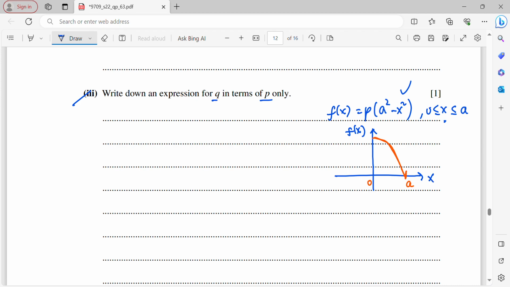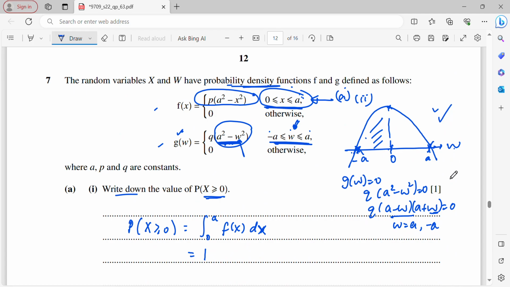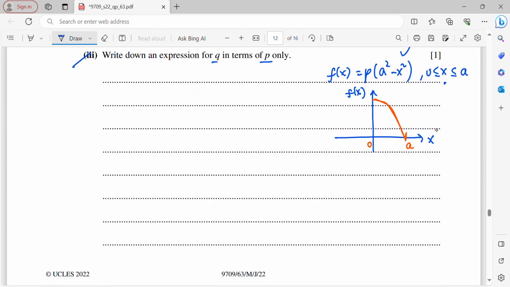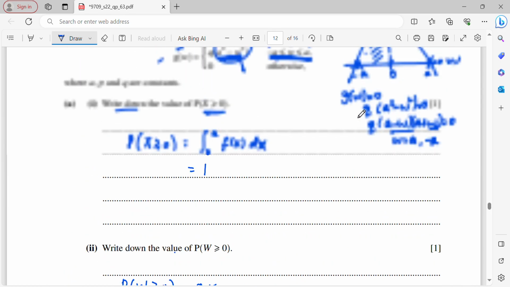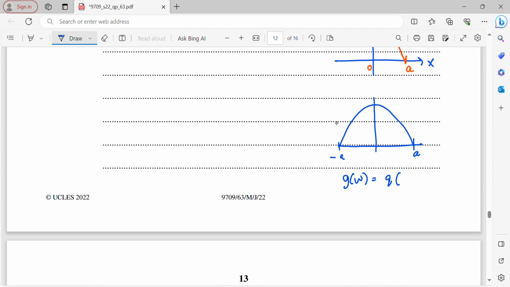Here is my x. Now, when I redraw my G graph, GW, this is my GW. Here is a, here is minus a. My GW is basically Q bracket a squared minus w squared. This is my w, this is my GW, with w defined from minus a to a.